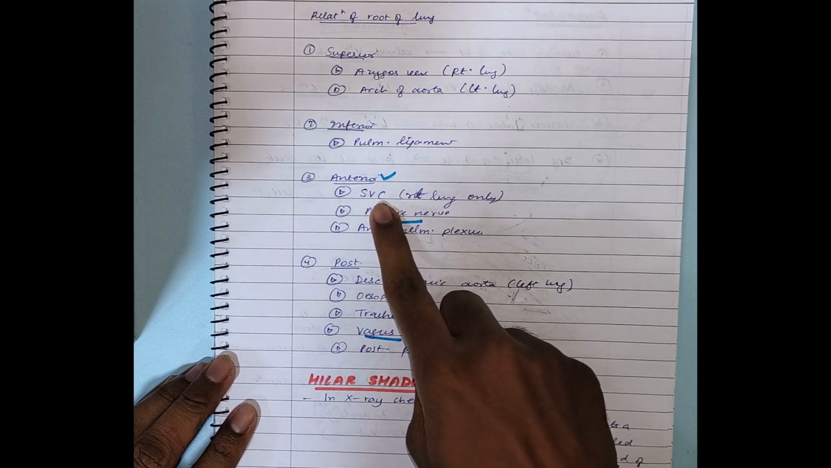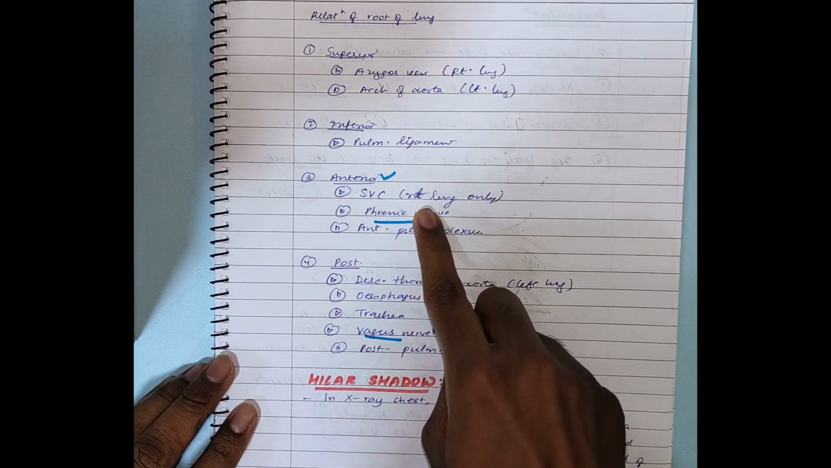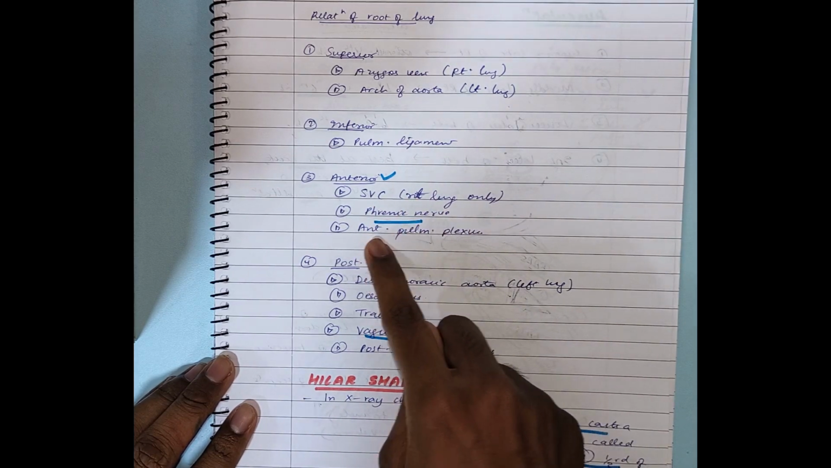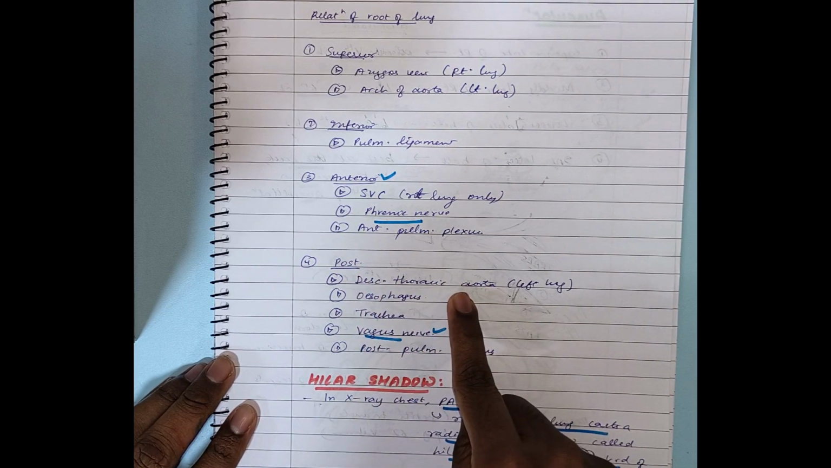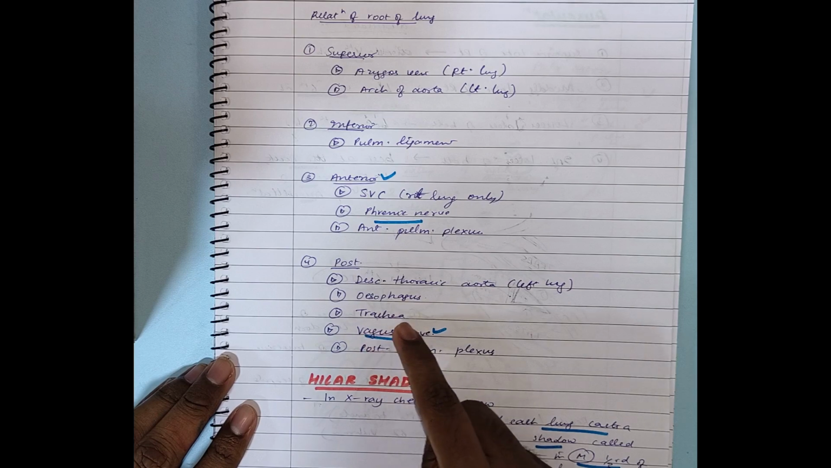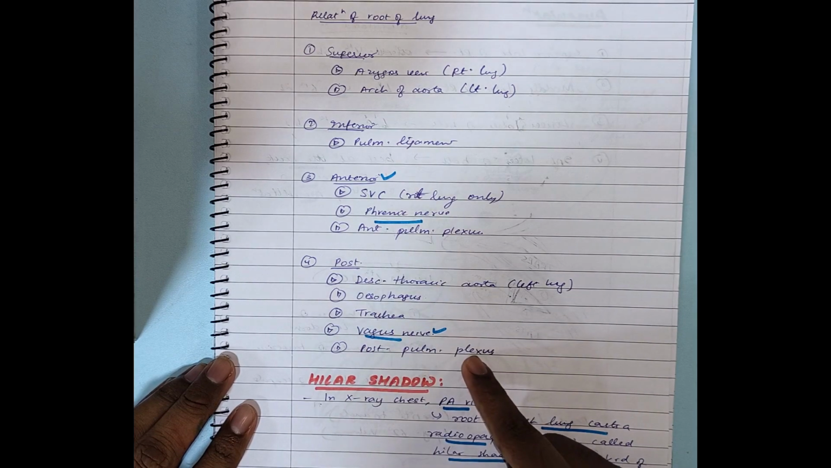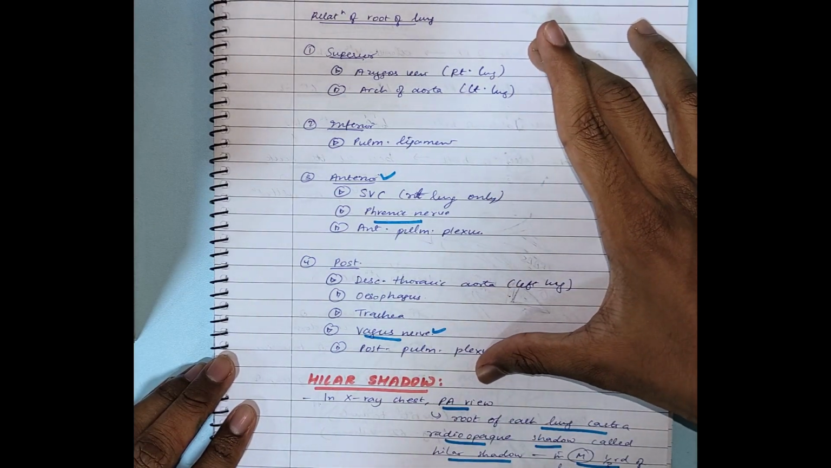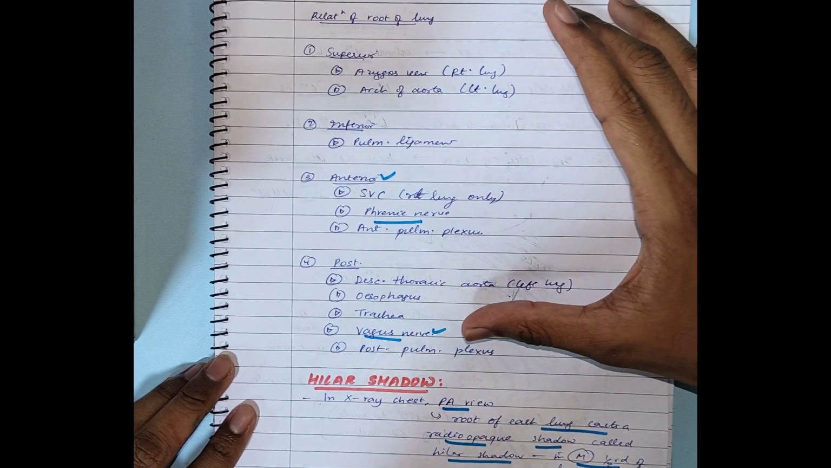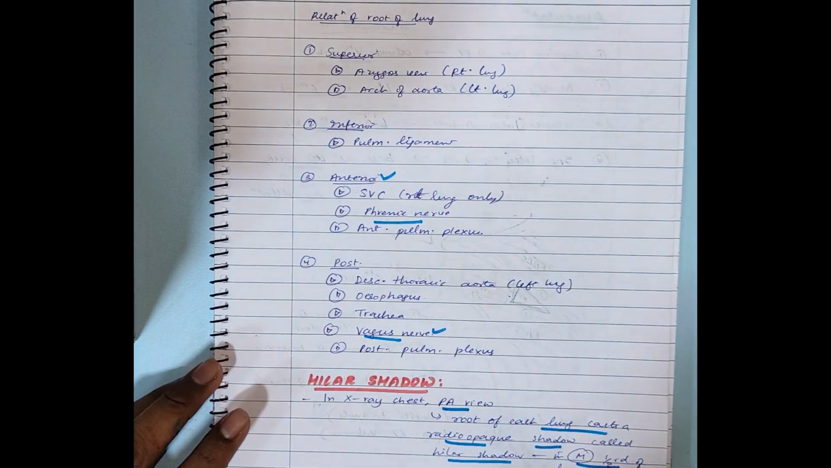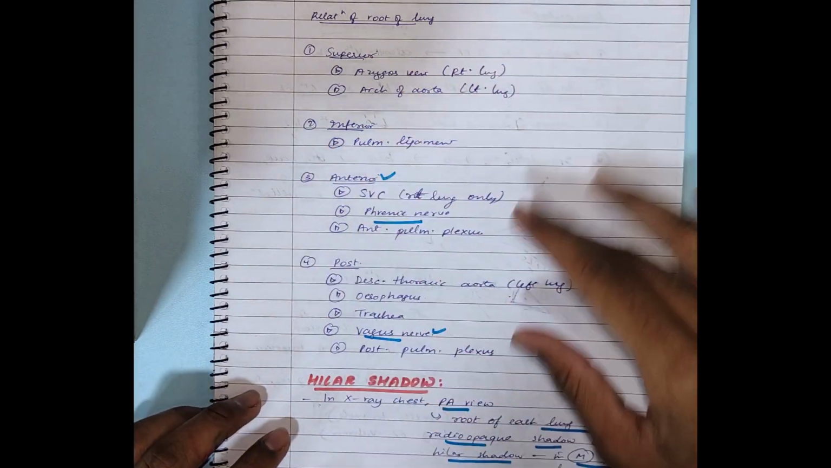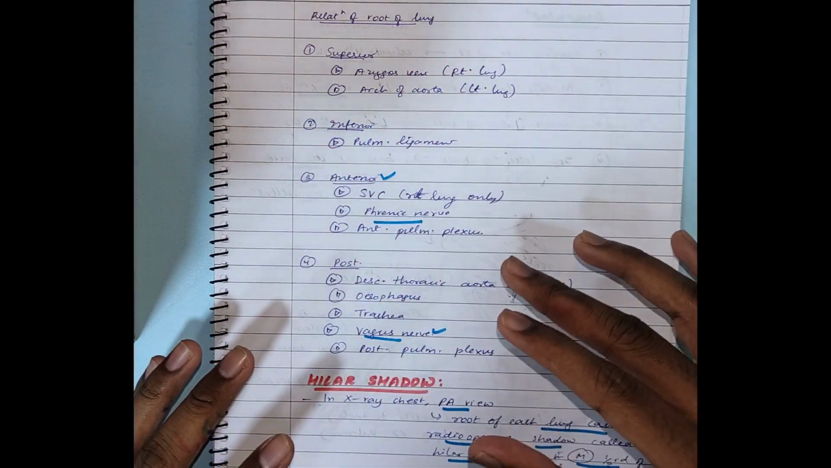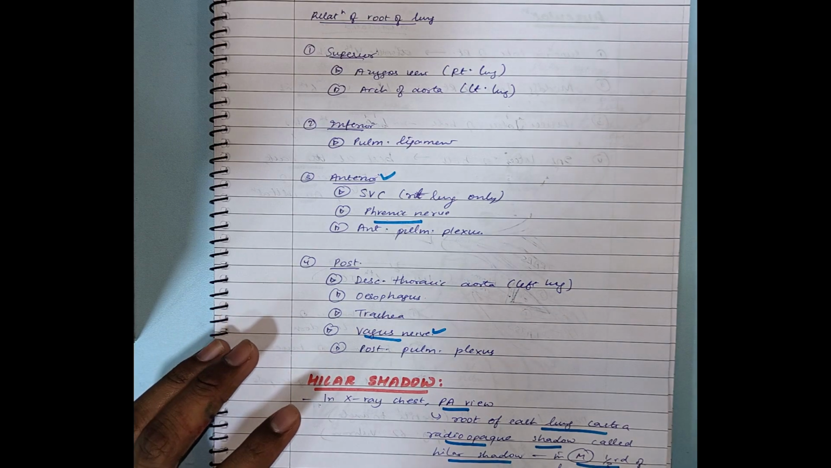Anteriorly, it is related to the superior vena cava, only in case of the right lung, the phrenic nerve and the anterior pulmonary plexus. Posteriorly, it is related to the descending thoracic aorta, esophagus, trachea, vagus nerve and posterior pulmonary plexus. All these relations can easily be memorized. The only thing is you need to understand the diagram of the medial surface of the lung. You can derive all these relations from that diagram itself.